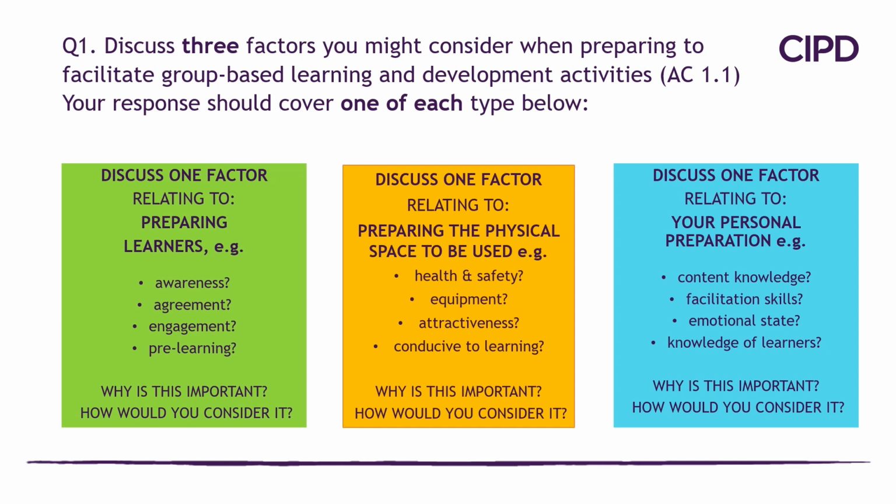You then need to consider a factor in relation to the physical space to be used. And we're looking here at the physical space in terms of in-person learning. So we're looking at the room, the environment, the physical space that's being used for the facilitation. So your factor, you could relate to something like health and safety. It might be about having equipment available. It might be about the attractiveness of the space. Is the space conducive to learning?